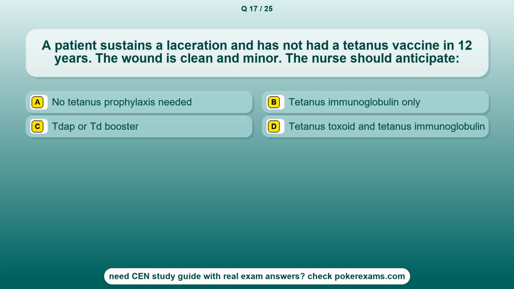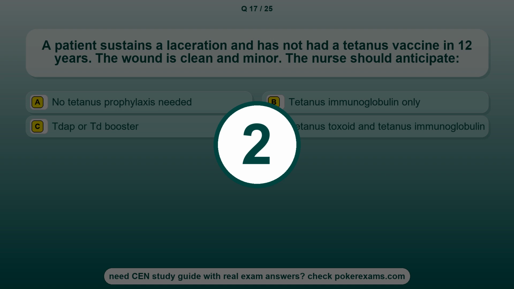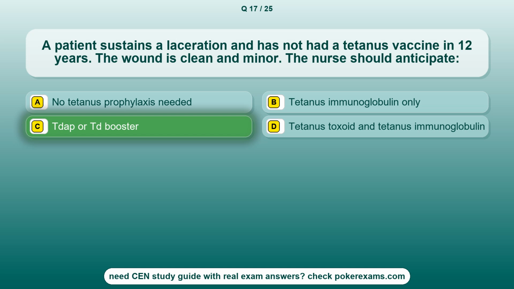Question 17. A patient sustains a laceration and has not had a tetanus vaccine in 12 years. The wound is clean and minor. The nurse should anticipate option A, no tetanus prophylaxis needed. Option B, tetanus immunoglobulin only. Option C, Tdap or Td booster. Option D, tetanus toxoid and tetanus immunoglobulin. The correct answer is option C, Tdap or Td booster.